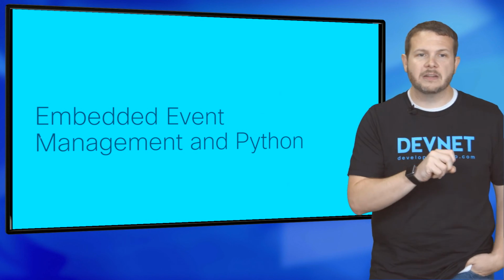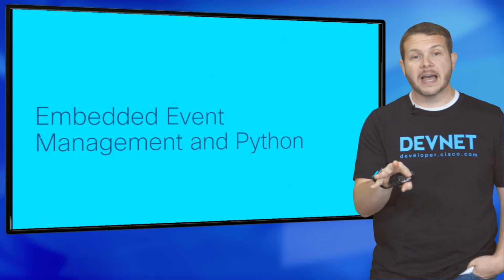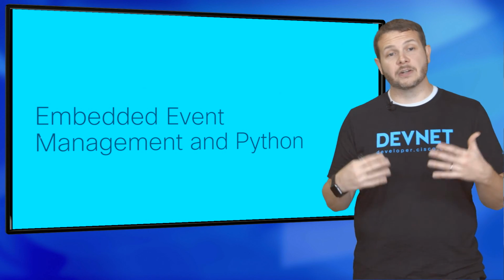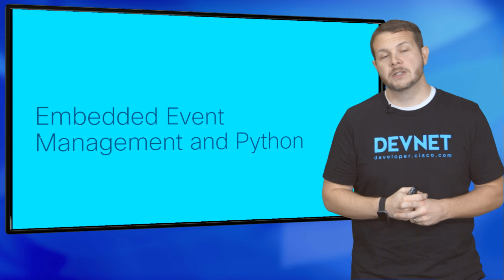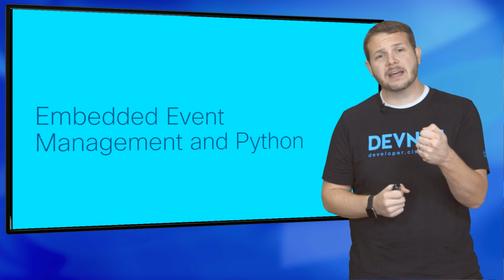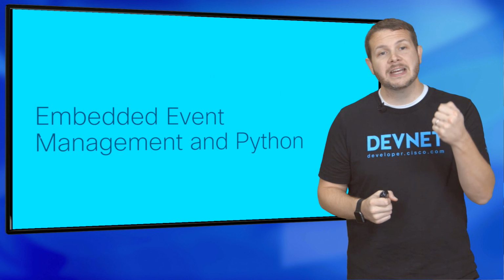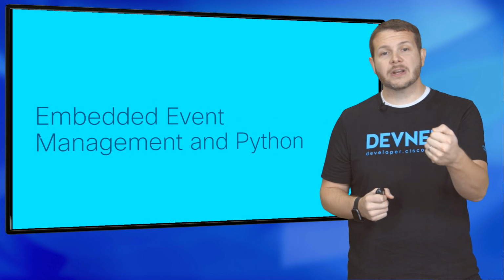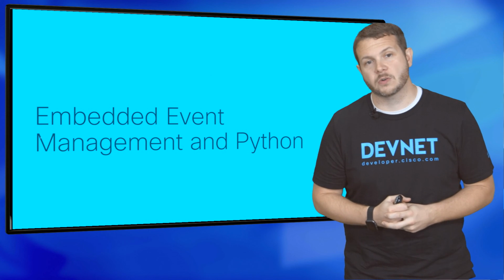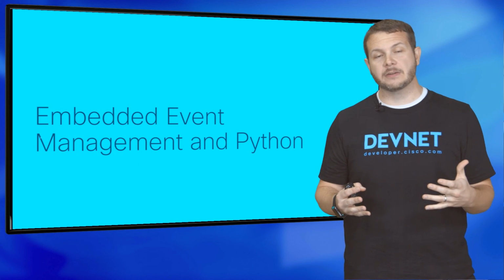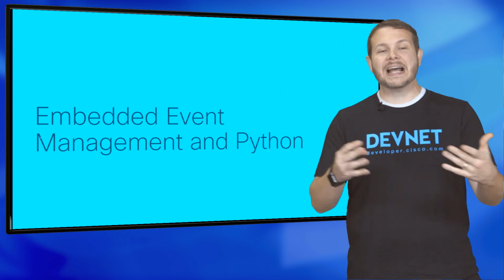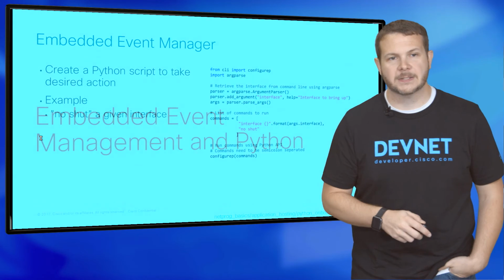Now traditionally with embedded event management, you would fire off basic CLI commands, or maybe you'd have it run a TCL script. With Python on Box, we can now actually have the EEM event trigger an action which is running a Python script, which gives us all the power of Python for our programmability, and now we can tie that directly in with the actions on Box.